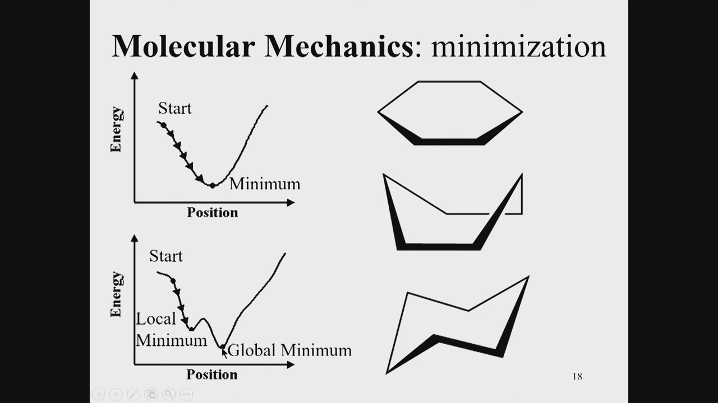Well, because of the rules that I described in the previous slide, we can't, because the rule is that if the energy is going down, we must be doing the right thing. There is no way to go from here to here by only going down. We have to actually go up a little bit and then back down. So this is what's called a local minimum. The absolute correct structure is at the global minimum, and that would, in this case, be the chair form of cyclohexane.